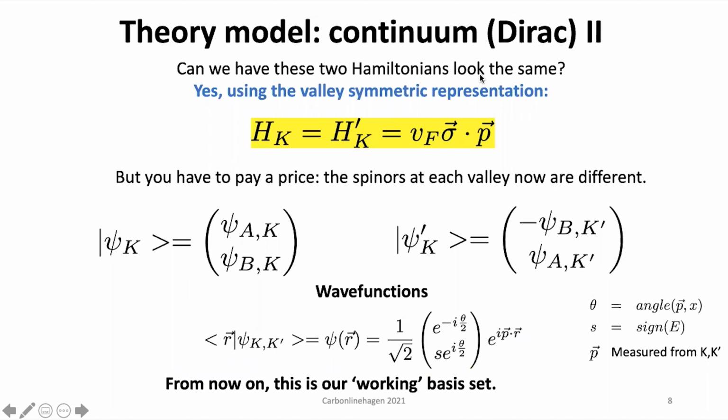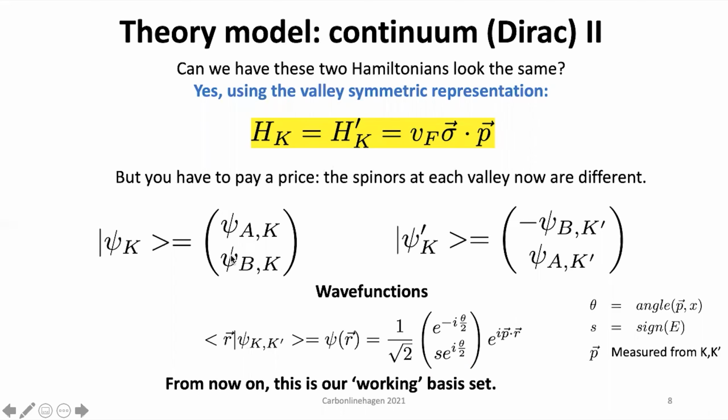So one question is, if I want to describe electrons in graphene, I will have to keep track of these two Hamiltonians all the time. Is there a way that I don't need to do that? Is there a way that I can have these two Hamiltonians look the same? And the answer is yes, I can do that using a particular representation known as the valley symmetric representation. In this representation, I ask for the two Hamiltonians to look the same, but I have to pay a price for that. And the price is that I need to reorder the components of the spinor. It is, if you want, a basis reordering.